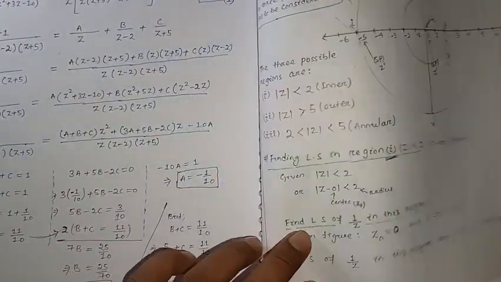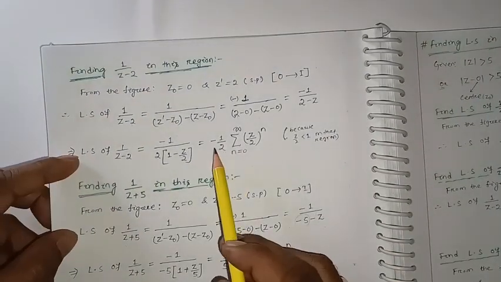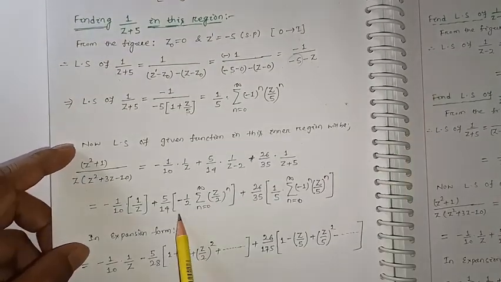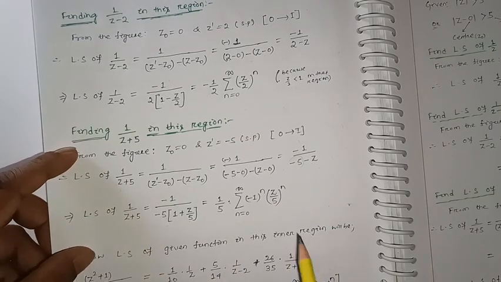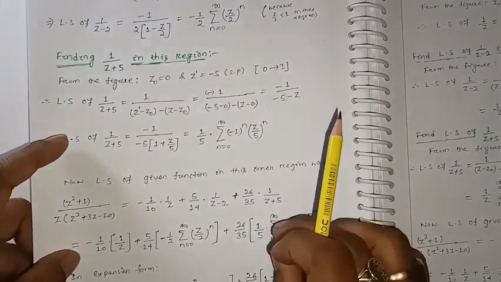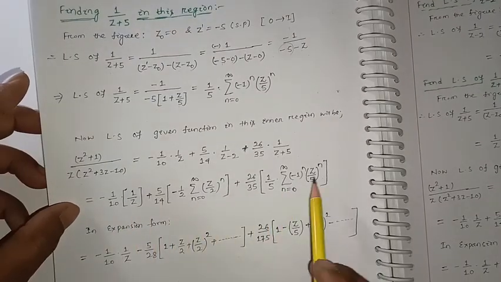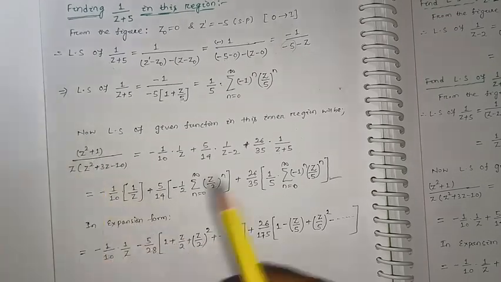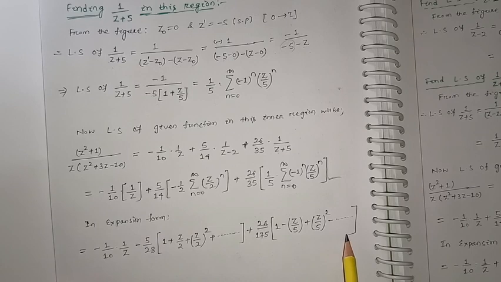For 1 by z, how much did we get? 1 by z, the same 1 by z. And for 1 by z minus 2, how much did we get? Minus 1 by 2 summation over n equal to 0 to infinity of z by 2 to the n. Same thing I have substituted over here. For 1 by z plus 5, how much did we get? This much, and I substituted it here. And this is the required Laurent series of this function in the given region, or you can say in the inner region. In the expansion form you can write it in this way.